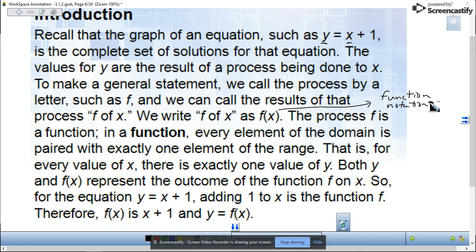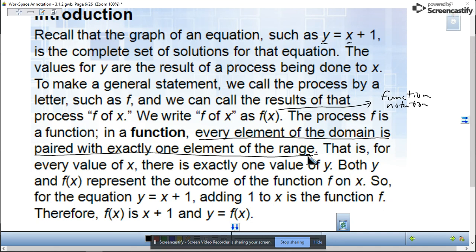In a function, and this is super important, every element of the domain is paired with exactly one element of the range. Every x value goes to a single y value. You can have multiple x's that go to the same y, like (4, 2) and (3, 2). But what you can't have is the same input, say 3, go to 4 and then go to 5. So (3, 4) and (3, 5) would not be a function.